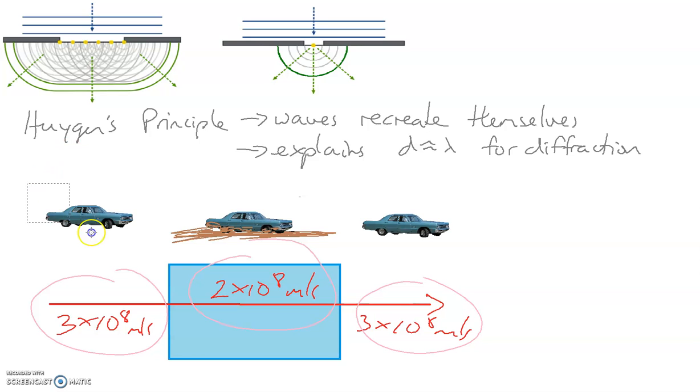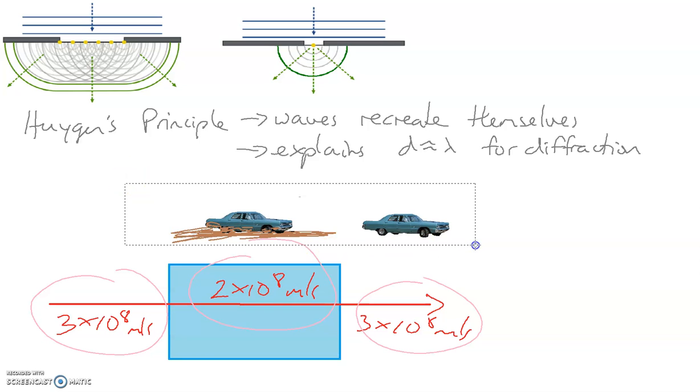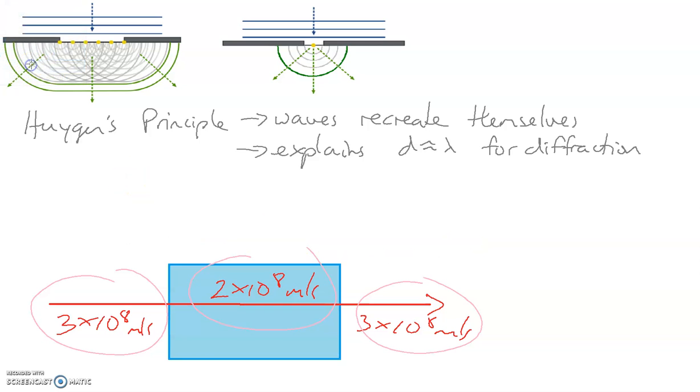Okay, now this also helps to explain something else that you guys did when you did your refraction and your Snell's law and all that kind of stuff as well. Even if you just go to this part right here, just on this side, it's got 3 times 10 to the 8. On this side, it's got 2 times 10 to the 8. The speed changed. Same thing here. Between here and here, the speed changed.